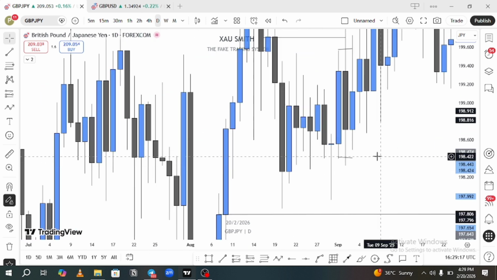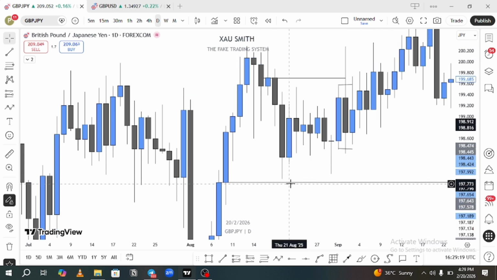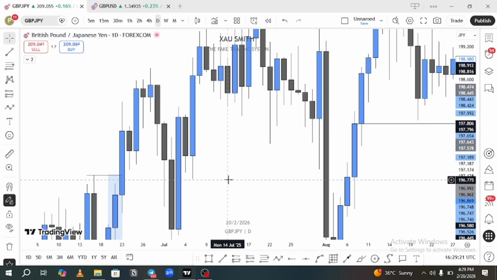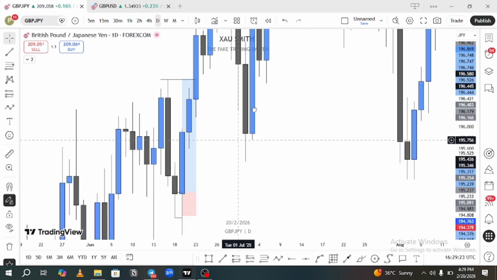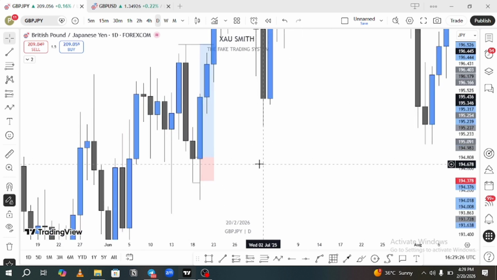Let me see if I'll see another example so you might get it. But make sure you go to your chart and look for these patterns, right? Look for these patterns in your chart.